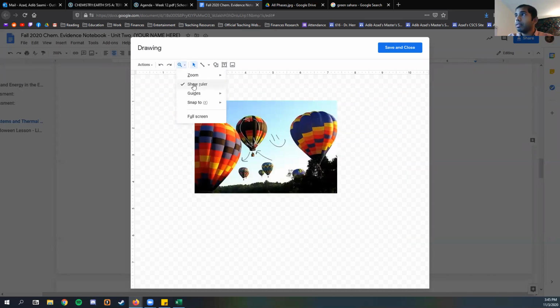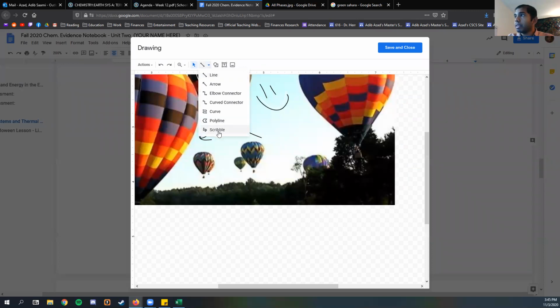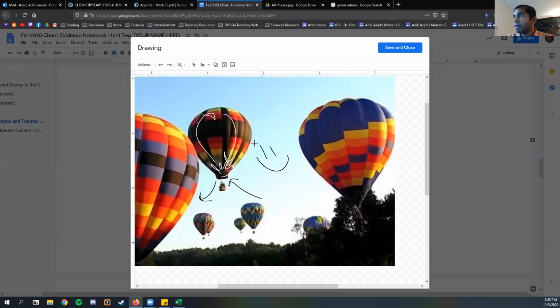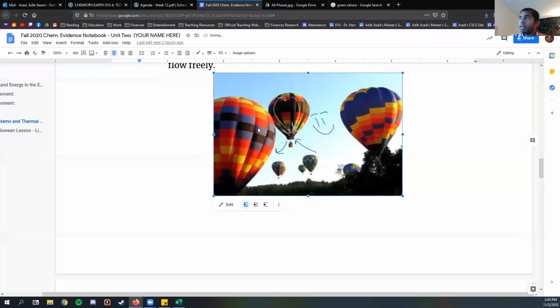Let's go ahead and zoom in. Let's pick the scribble option. And so now we could scribble in our lines. Done. Okay, so let's save it and close it. And try to draw something similar to this, where you can see the air coming into the balloon and then out as it gets heated and cooled and then out of there.